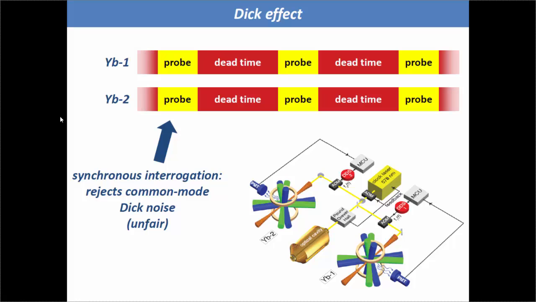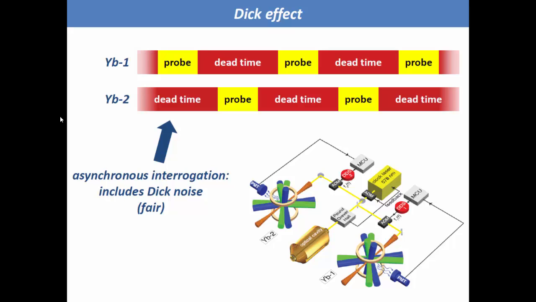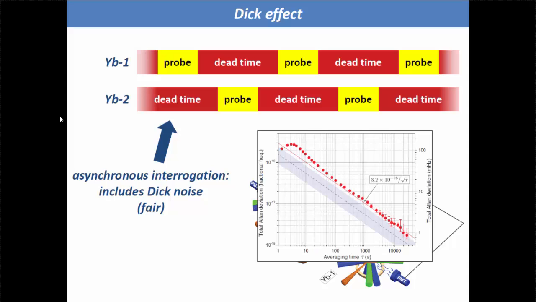All right, well, if we're trying to assess the performance of a single clock, either YB1 here on its own or YB2 on its own, it's really unfair to throw away this really important noise source. So instead, we do an asynchronous interrogation that looks like this. Now, both clocks are susceptible to the Dicke effect, and the comparison data is as well. And this is how we got the results I showed you a few slides back.